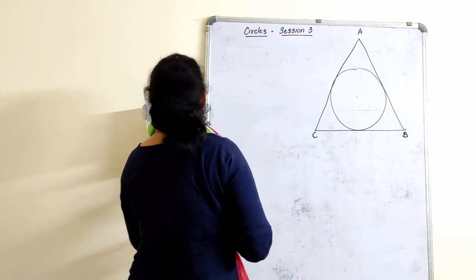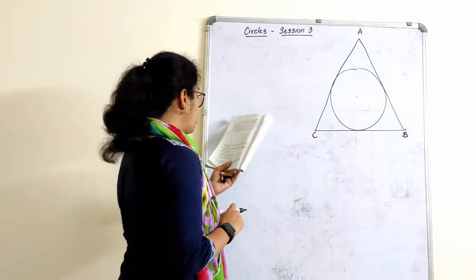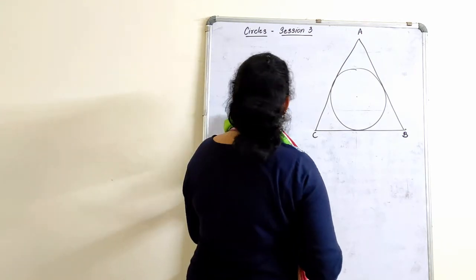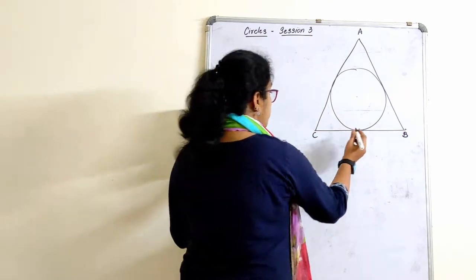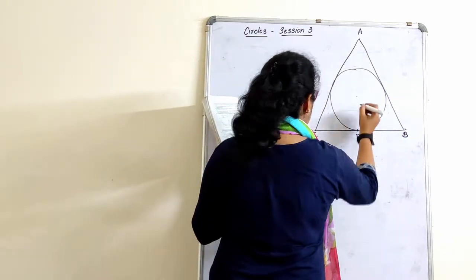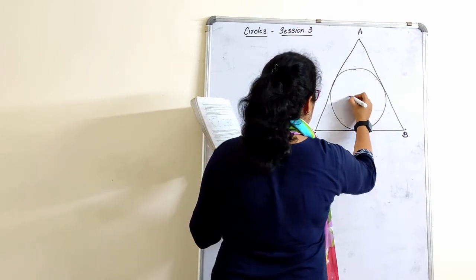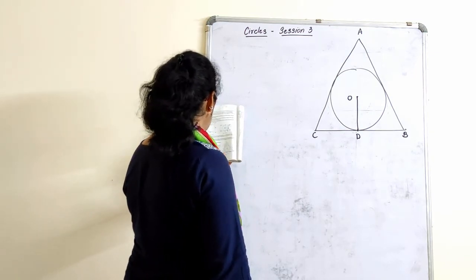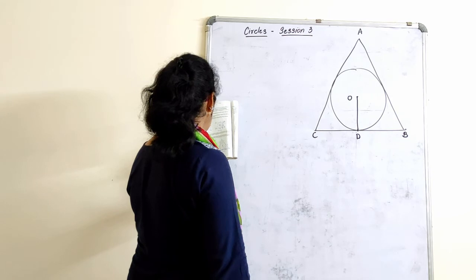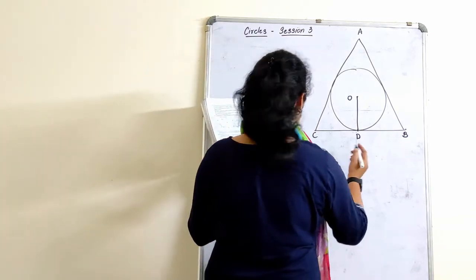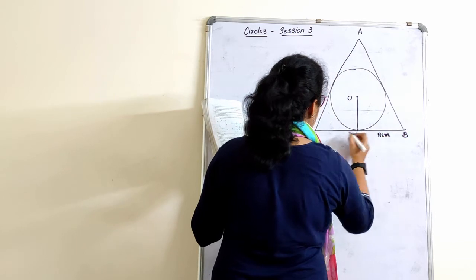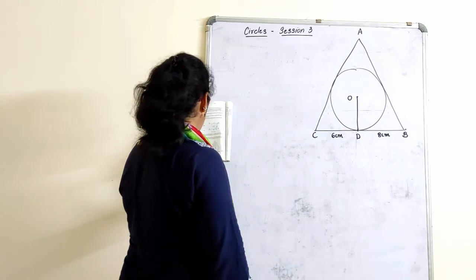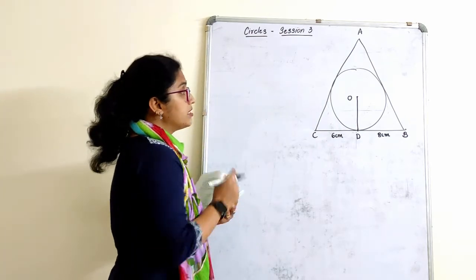Triangle ABC is drawn to circumscribe a circle of radius 4 cm such that the segments BD and DC, into which BC is divided by the point of contact D, are of length 8 cm and 6 cm respectively. So first is DC. So this is 8 cm and this is 6 cm respectively. Find the sides AB and AC. So only this much is given to us.